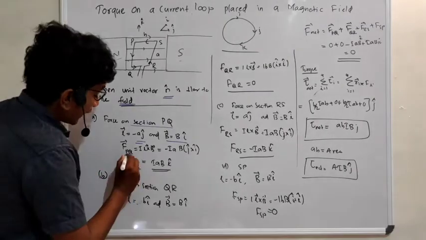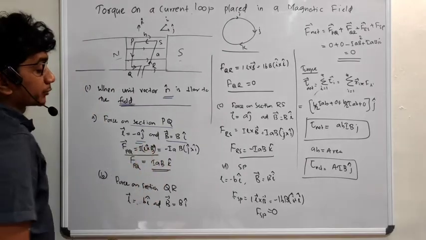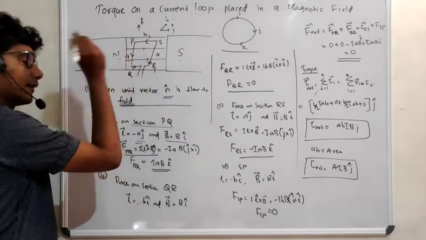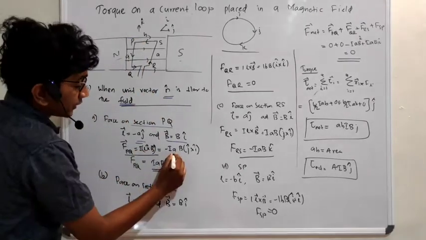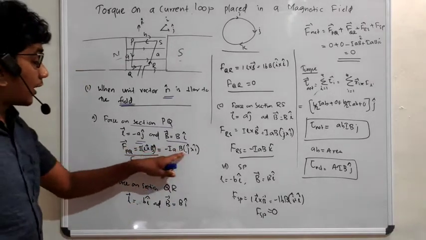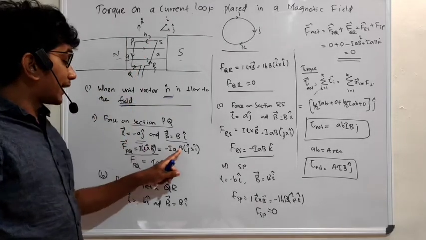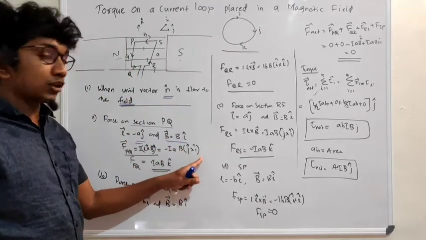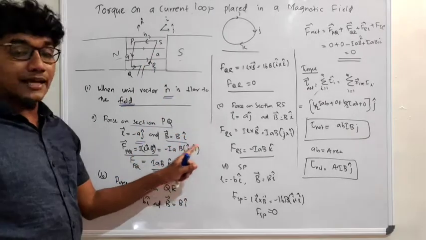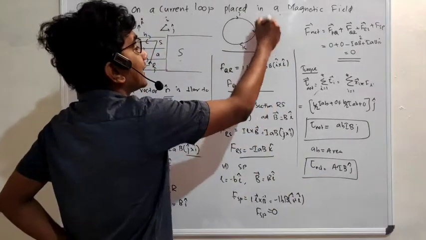Then I'll give you the idea. Don't worry. Force on PQ is equal to I into L cross B. It's very simple. And what is L here? L is the length of this, that is area, small a. So minus I into A into B into, what is the direction of L? Minus J. So minus, you can take outside, J cross, what is the direction of B? I. So it will be J cross I. So what is J cross I? You know that IJK.